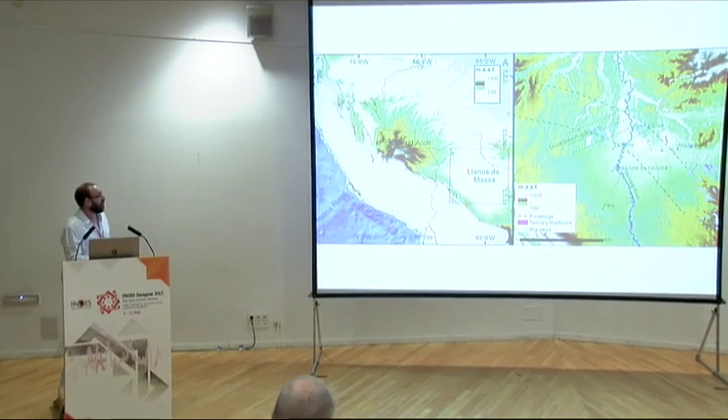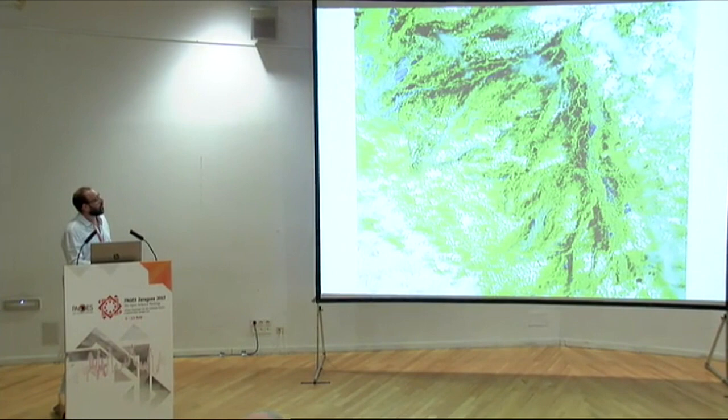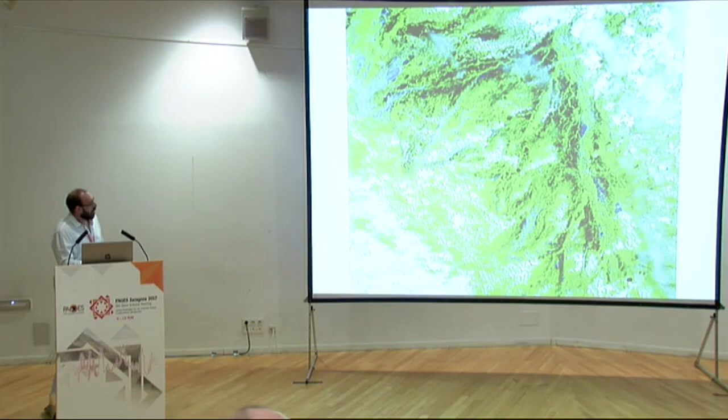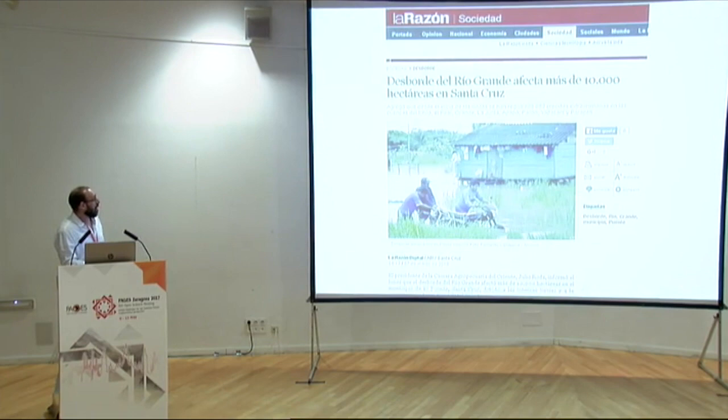To get an idea, this is a MODIS image during the rain season. So all the blackish area are flooded savanna. And this is the Mamoré River, which is the main river that drains these plains. And over here, these seasonal floods cause a lot of economic damages in the area.